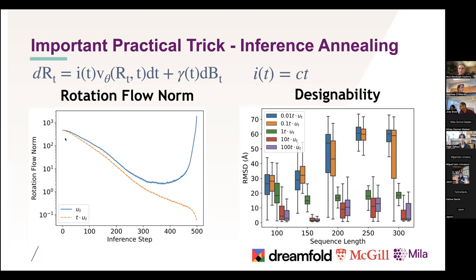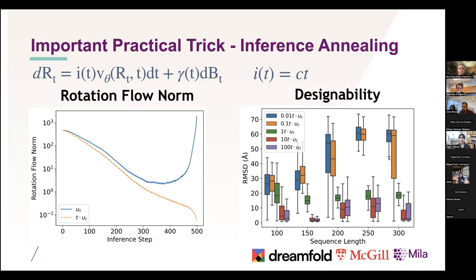When we actually do this in practice, we notice that the rotation norm does not blow up near the end of inference. And this helps a lot, because the end of inference is when you want to get your final generated protein. So this helps quite a bit near the end, and it leads to a lot more designable proteins.